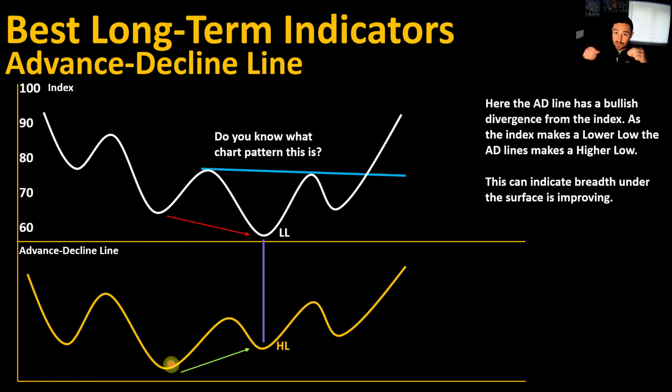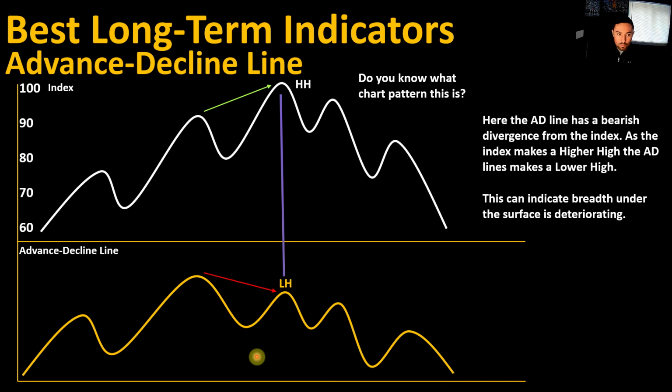The advanced decline line, which is a breadth indicator for underneath the surface, how are individual stocks doing, which make up the indexes, by the way, is putting in a higher low. So you have the AD line putting in a higher low, whereas the index is putting in a lower low. That there is a positive divergence, a bullish divergence, telling you breadth underneath the surface is improving. You can often see that in head and shoulders bottoming type patterns.